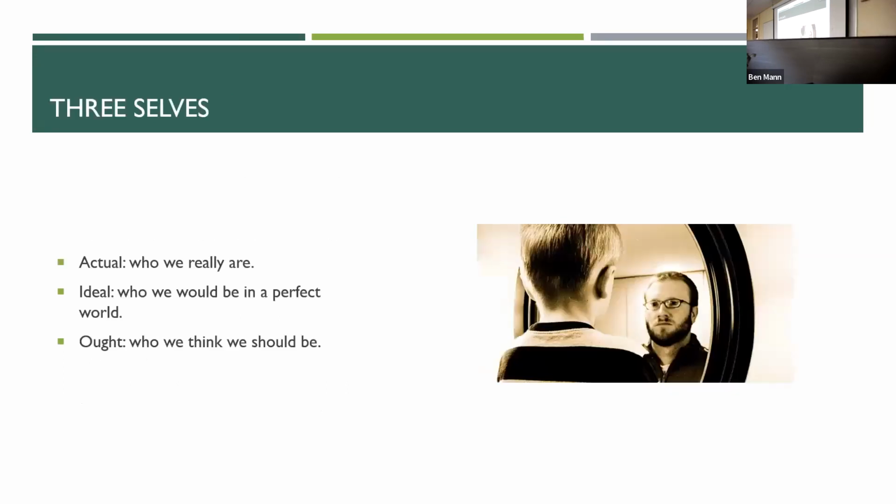There's also the idea, in terms of how we engage with identity, of possessing three different selves, right? These selves refer first to the actual self, right? That's who we really are. What are the things about ourselves that are true and correct about each of us as people? Then an ideal self, so who would we look like in a perfect world, right? All else equal, who would we like to be?